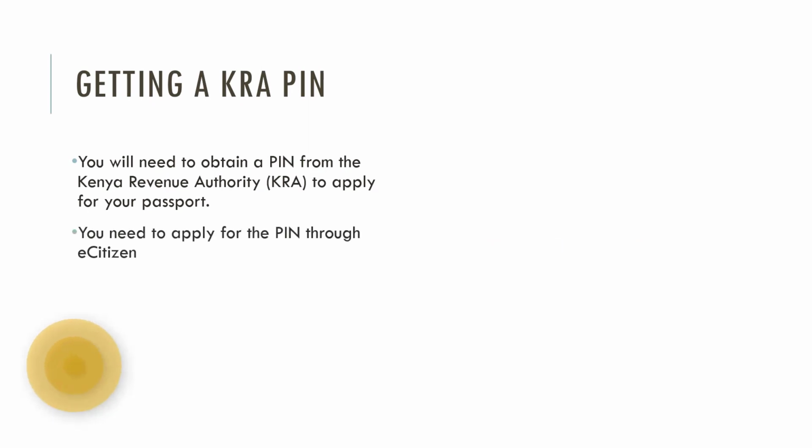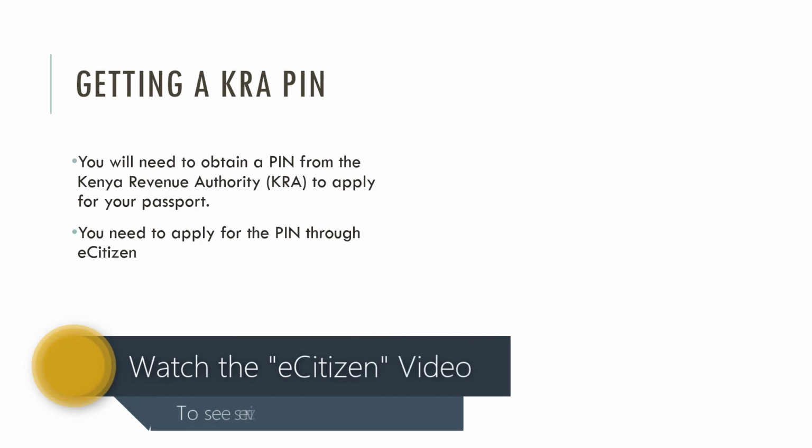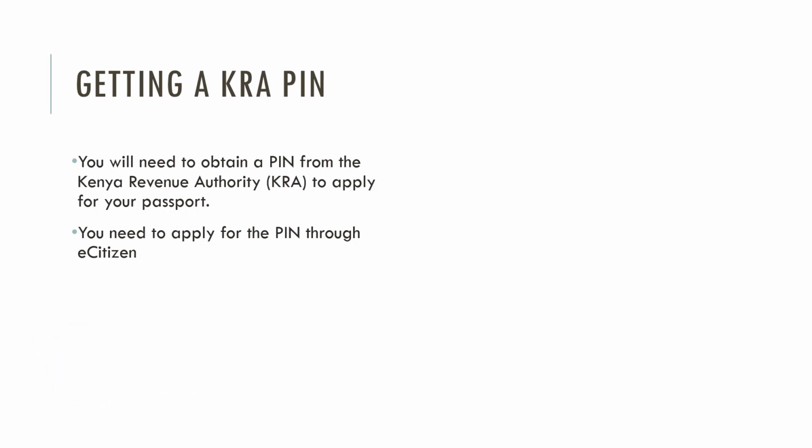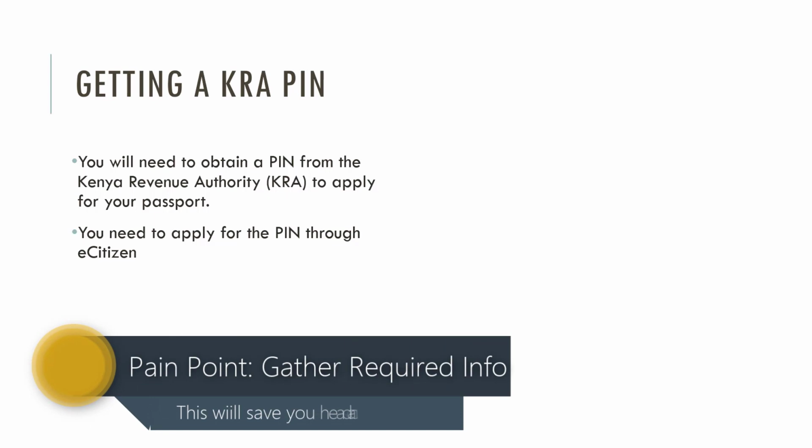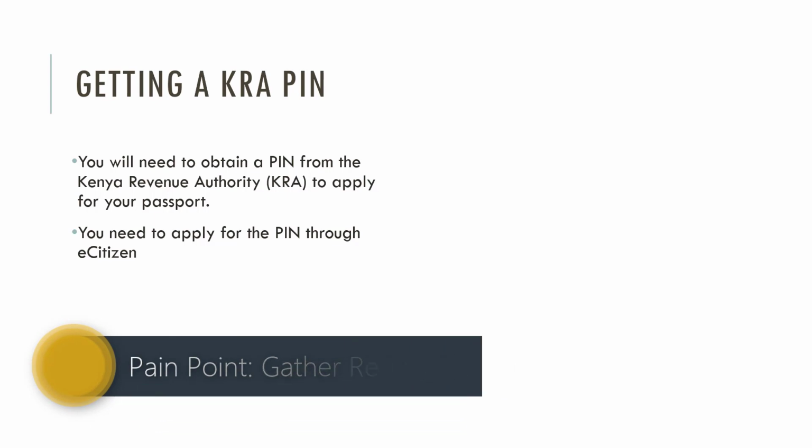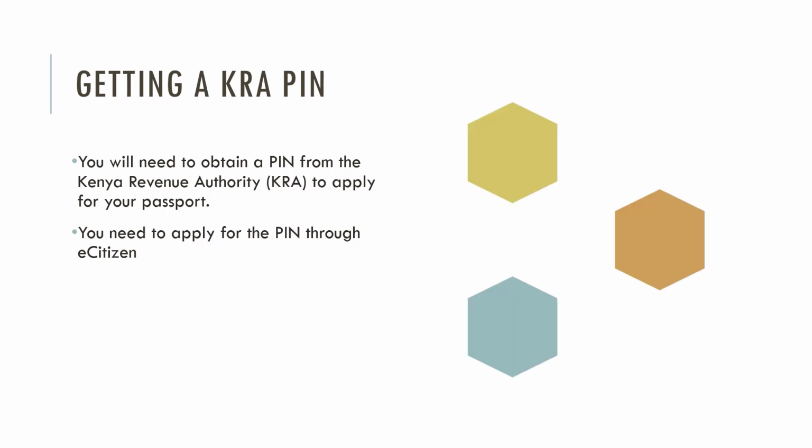It's one of the required pieces of information. And as we saw previously, you can actually get to the KRA's website through the eCitizen landing page, the dashboard. However, just before you get here, and for the sake of your own sanity, you want to get some pieces of information that are going to be required in the application ahead of time. Otherwise, you're going to end up frustrating yourself to no end.